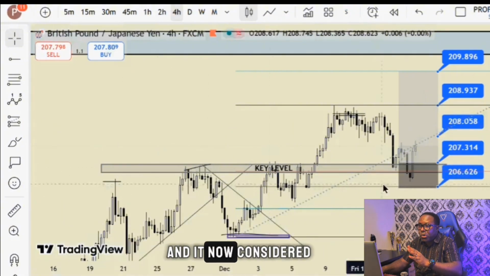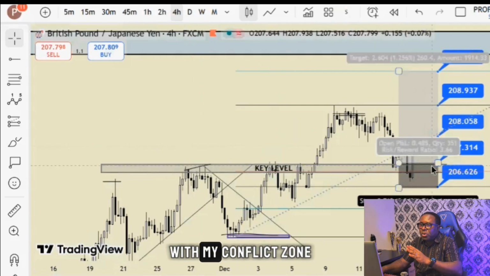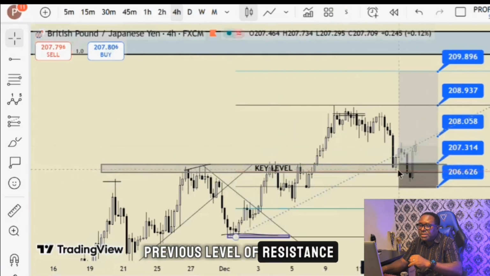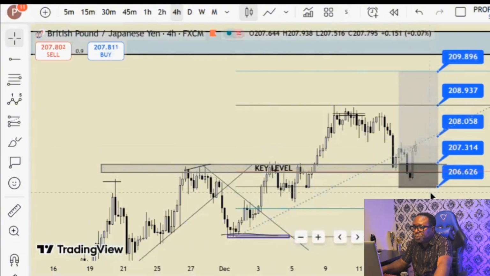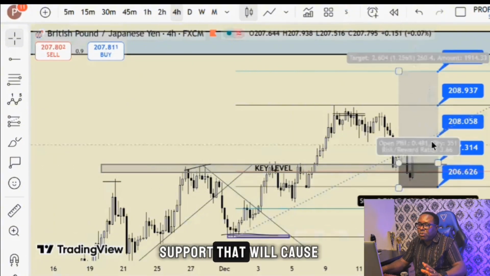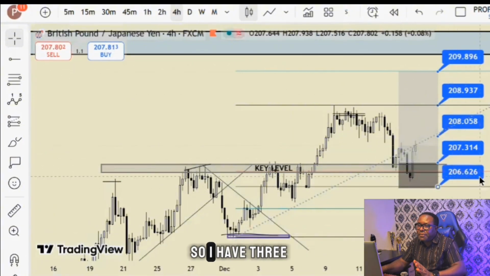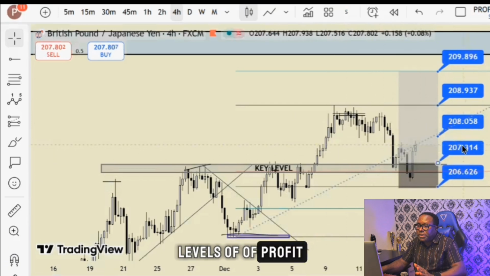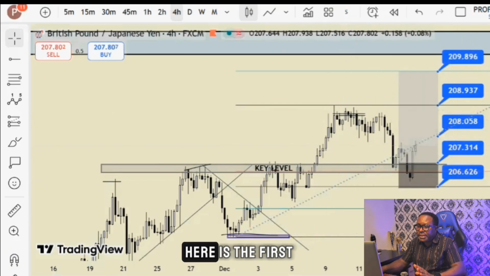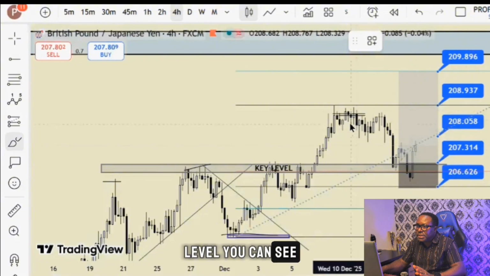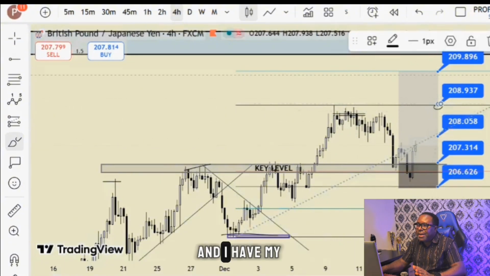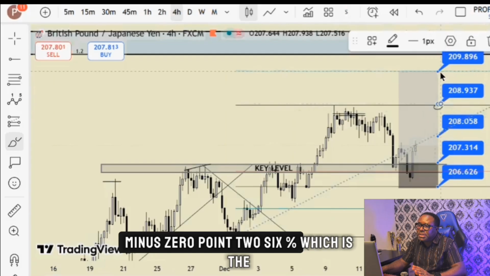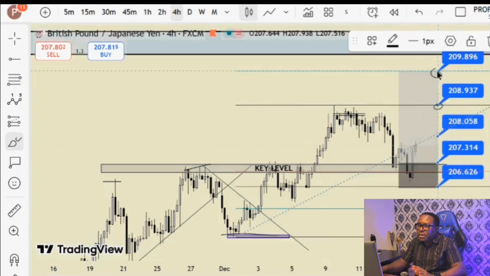All right, and it now coincides with my confluence zone, a previous level of resistance, which I anticipate here becoming an area of support that will cause this trade to push up. So I have three levels of profit here. Here is the first level, the previous swing high. That's why I chose here, and I have my minus 0.26%, which is the next swing high.